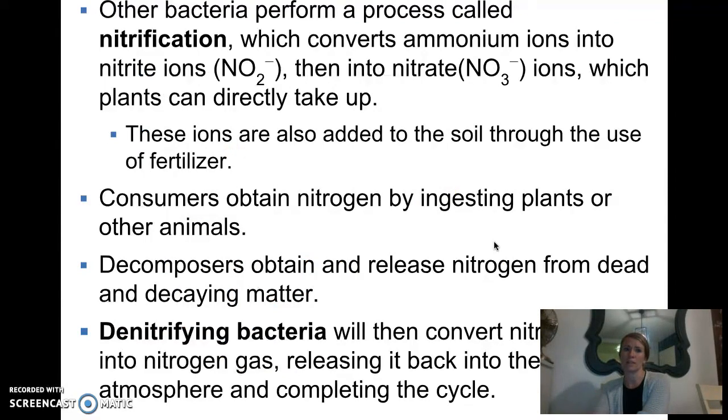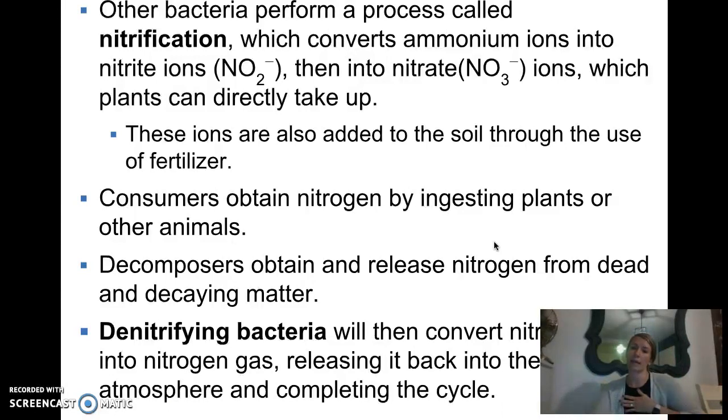Other bacteria perform a process called nitrification. So we had nitrogen fixation, which turns it into ammonia. And then we have nitrification, which turns that ammonia into nitrate or nitrite ions, which plants then can directly use. So a lot of times we'll also add these to the soil through the use of fertilizer. So in order to remember that nitrogen is a limiting factor for marine ecosystems, and also terrestrial ecosystems as well, we'll give them this nitrate and nitrite through fertilizer, so that way it doesn't have to happen all naturally through nitrification.